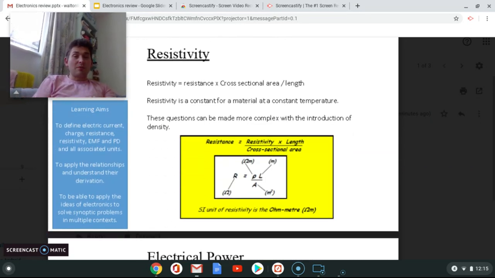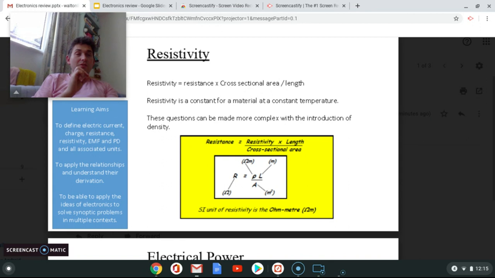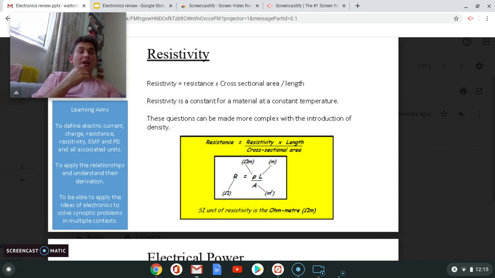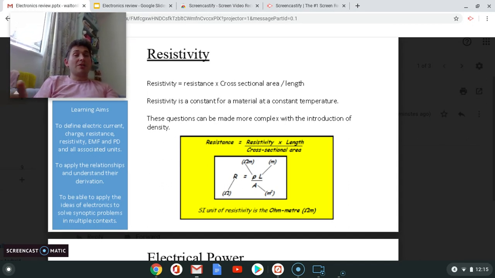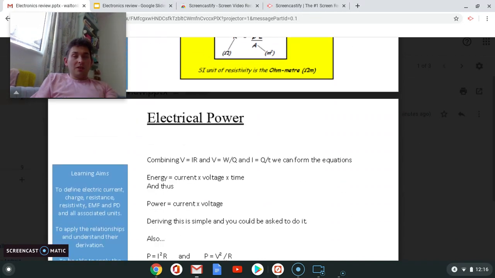Resistivity: resistance times cross-sectional area over length. Resistivity is a constant for a material at a constant temperature. It does much like normal resistance does. It goes up if it gets hotter, because if you heat something, its cross-sectional area and length aren't going to change massively, but its resistance will. So resistivity goes up with temperature as well. You know this formula, and once again, you can make it more complex with the introduction of density, which a couple of the questions that I've set you will.